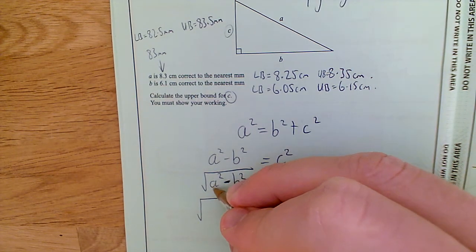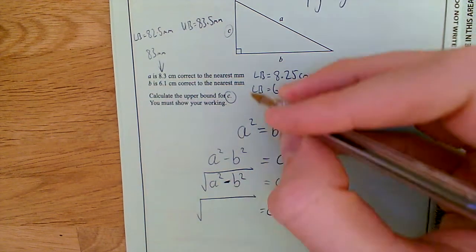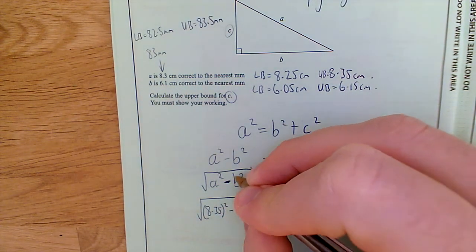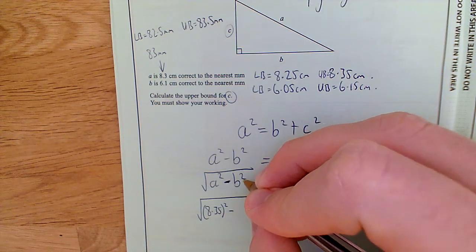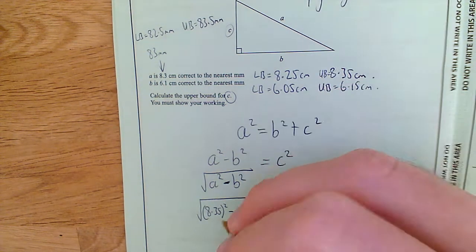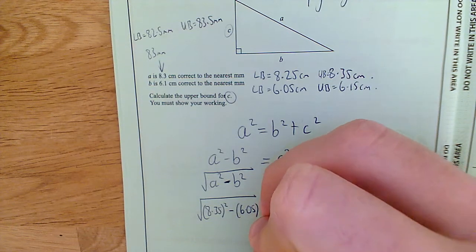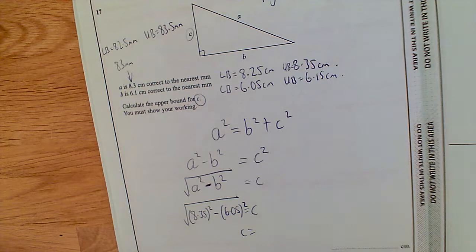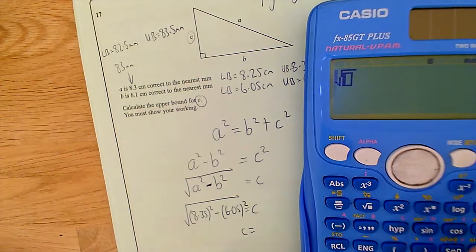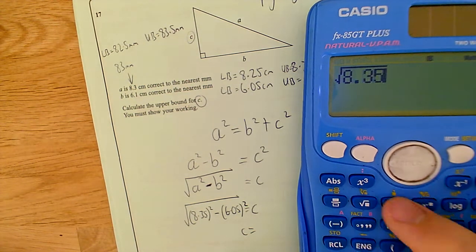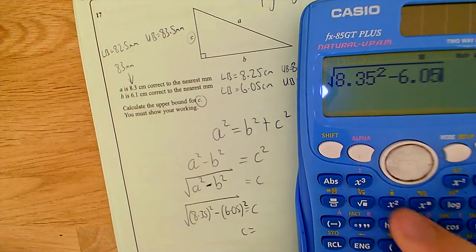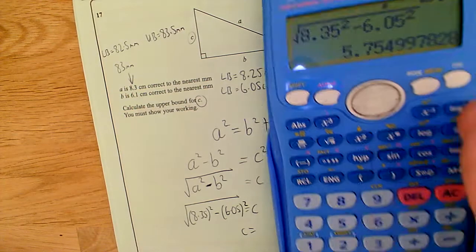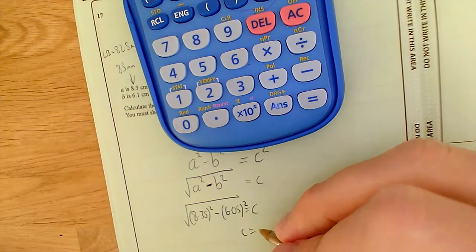Well, we use the biggest value we can for a, which is the upper bound, which is 8.35. And because we want to keep this as big as possible, the bit that we subtract, we want to minimize that, so we're going to use the lower bound for b, which is 6.05. Now, let me just show you the answer before I explain further. So it's the square root of 8.35 squared minus 6.05 squared gives you the upper bound, so 5.75.